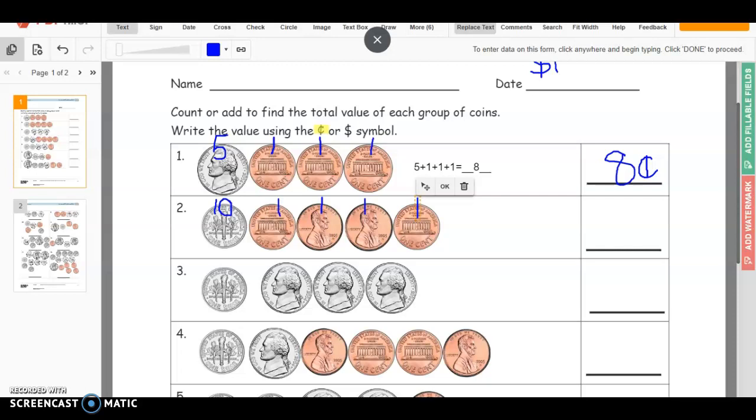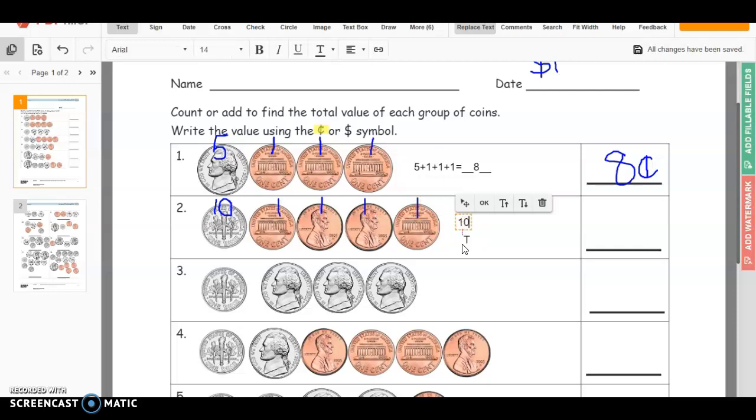Now that I have my values written on top of my coins, I'm going to turn that into a number sentence. So I have 10 plus 1 plus 1 plus 1 plus 1. Oops, I messed up right here. Equals, and we're going to try and find what our total is. So I know 10 plus 1 is 11, 11 plus 1 is 12, 12 plus 1 is 13, and 13 plus 1 is 14. So I know that I have a total of 14 cents.